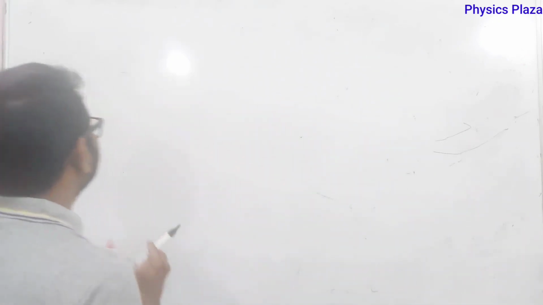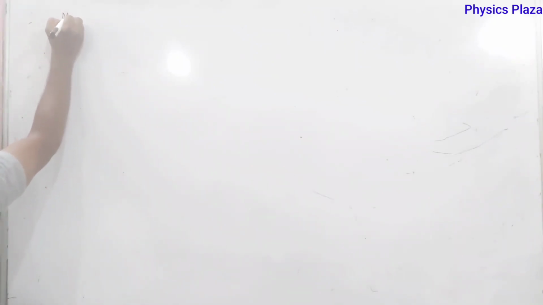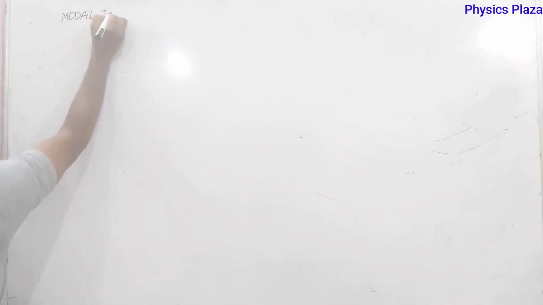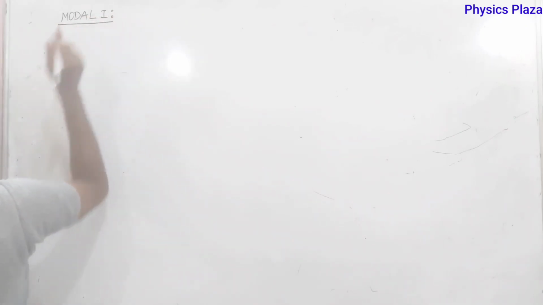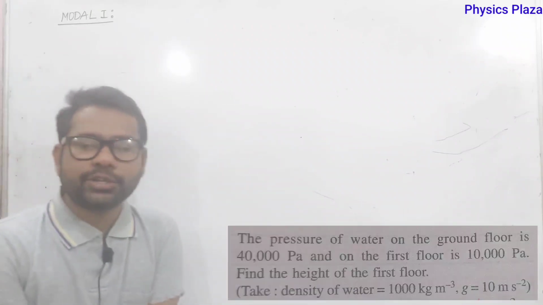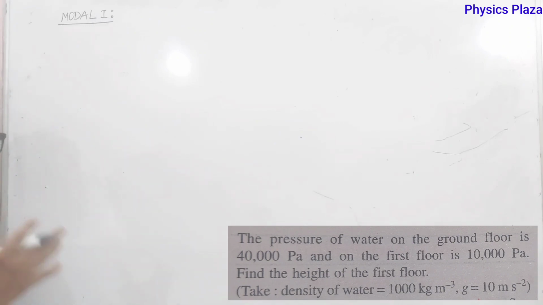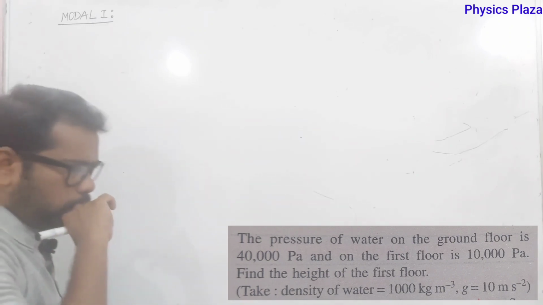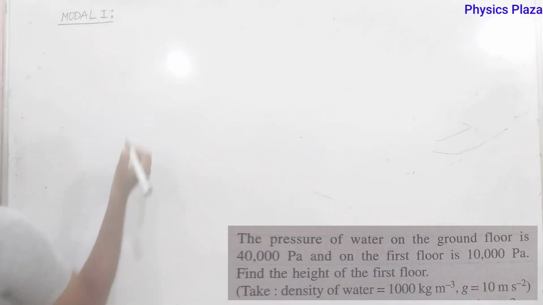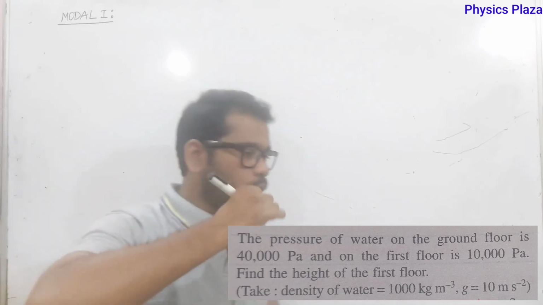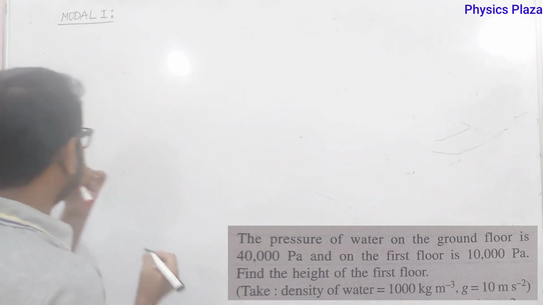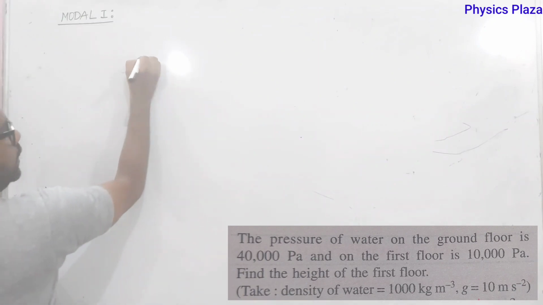Let us see the first model, children. Model 1, very important. You can look at the question on the screen here. According to that, it is given that at the ground floor the pressure is 40,000 Pascal. Children, it's better if you make a diagram. It won't carry any marks, but you will get a perfect idea how to solve the numerical. Let me take a rough diagram.